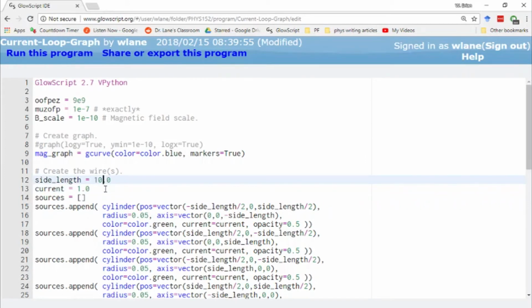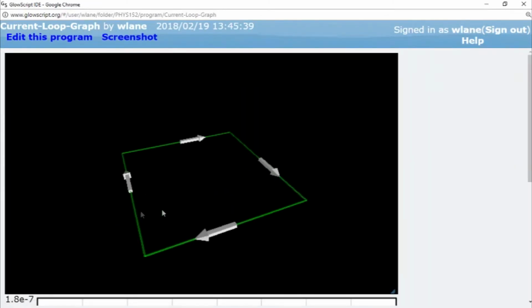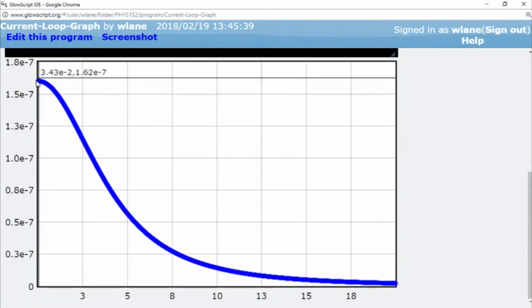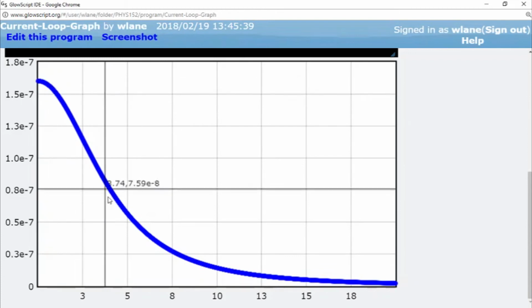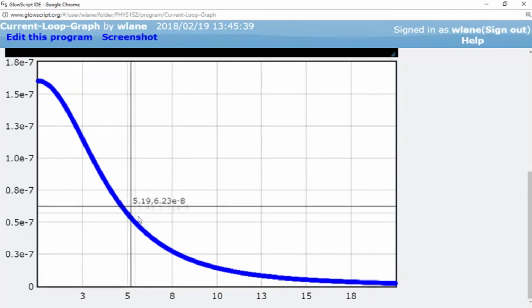So now we're going to increase the side length to 10. So we're increasing it by a factor of 10. So you notice we now have this long, thin-looking loop of current. It only looks thinner because the radius of the wires was kept constant. If I scroll down, you notice the height remains about the same as it was before, but we now have a much broader curve to this.